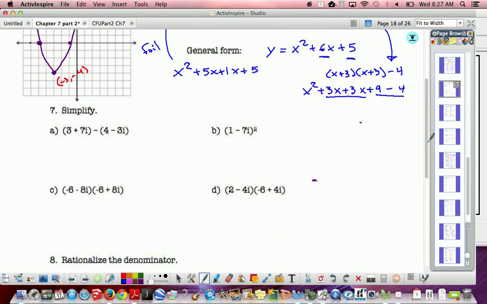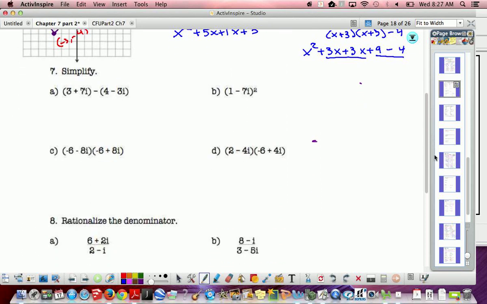All right, continuing on. Number 7. Now we're going back to our 7.5 lessons where we're adding and subtracting and actually just doing all the different arithmetic for complex numbers. So remember, add or subtract the real parts. Our operation here is subtraction. So 3 minus 4 is negative 1. 7i minus a negative 3i makes 10i.